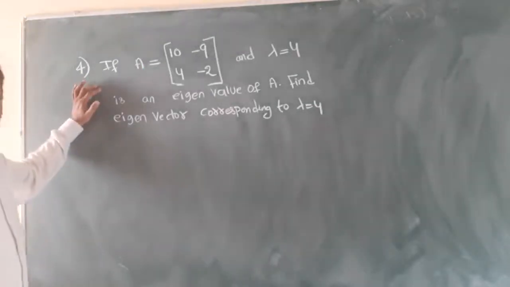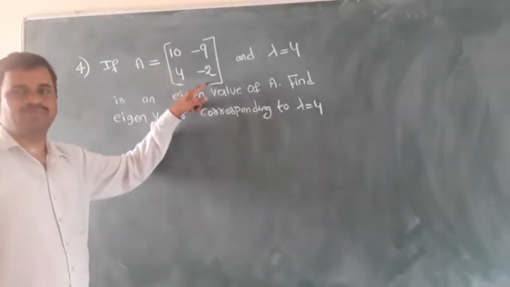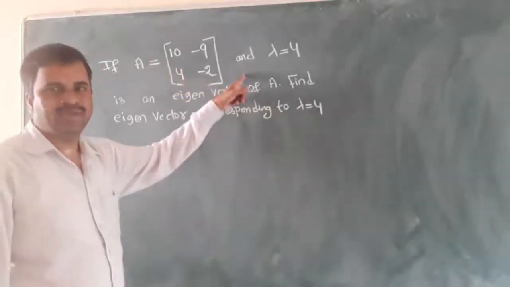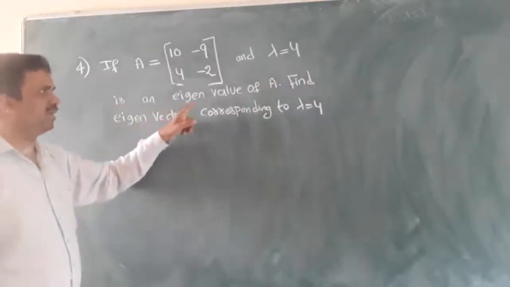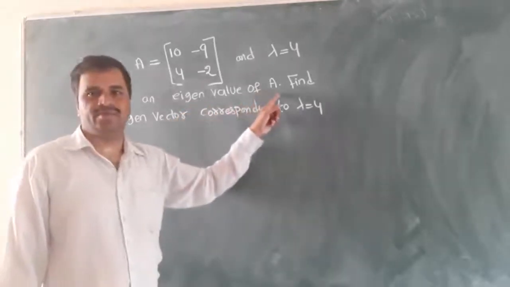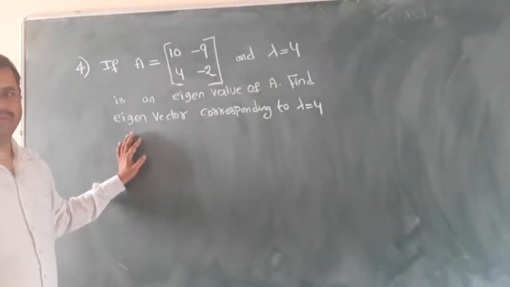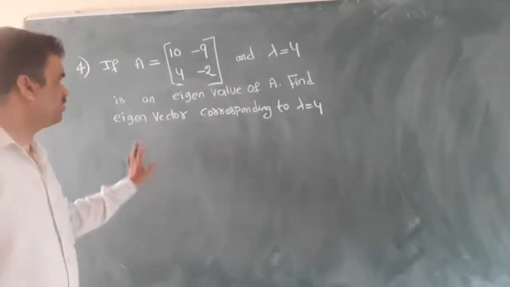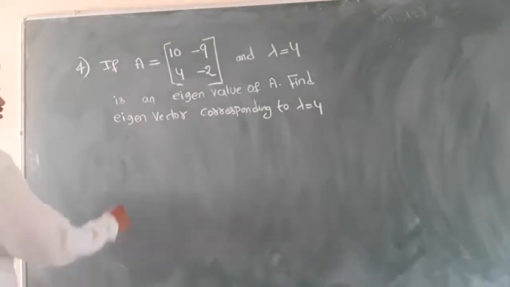If A equal to [10 -9; 4 -2] and lambda equal to 4 is an eigenvalue of A, find the eigenvector corresponding to lambda equal to 4. Yes. Solution.